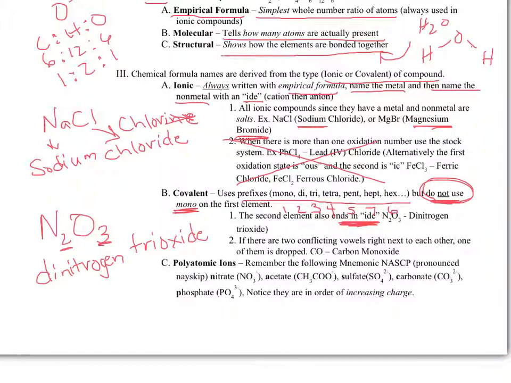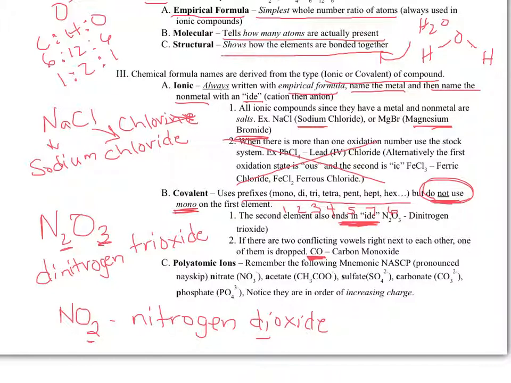If there are 2 conflicting vowels right next to each other, you drop one of them off. So CO is carbon monoxide, not monooxide. And again, we don't put a prefix on when you have one carbon or one thing in the front. We don't put a prefix on that first element. So for example, if we were naming NO2, we would name that nitrogen, not mononitrogen, but nitrogen dioxide. Di because there's 2 oxygens. Okay.